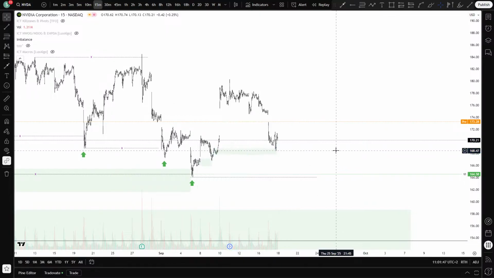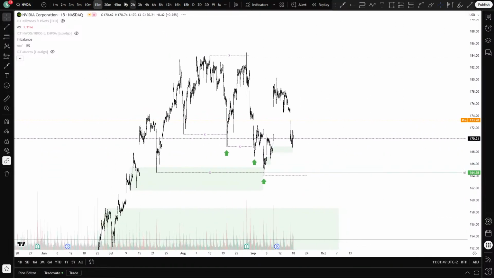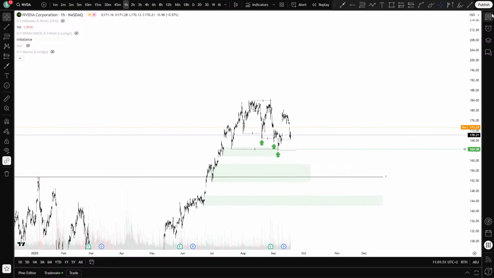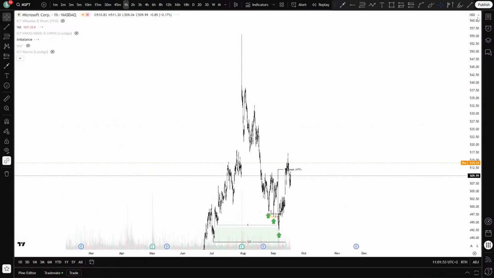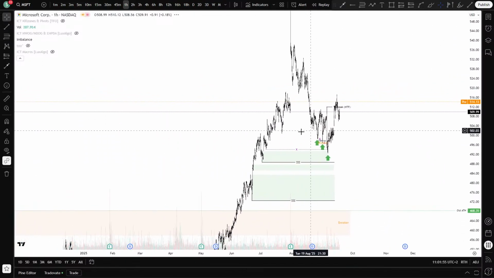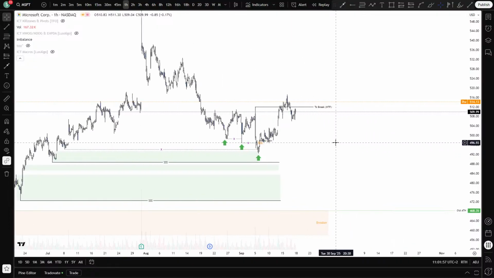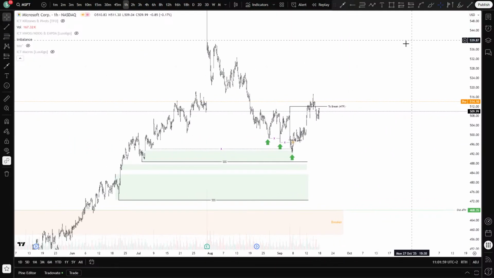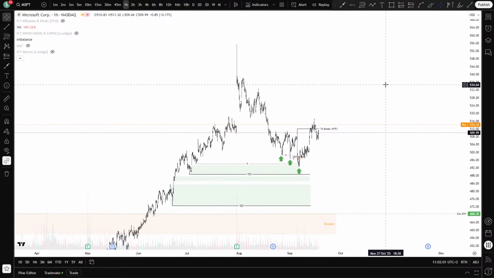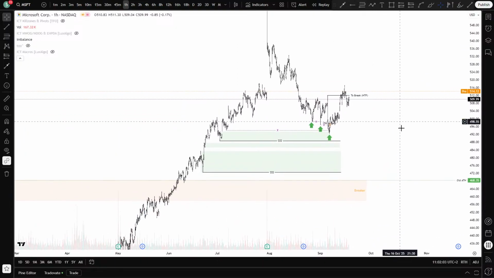Oops, there we go. So Nvidia looks pretty nice as well. Then I want to look at Microsoft, because it has pretty much the same bottom as Nvidia. Microsoft is a bit nicer in my opinion.